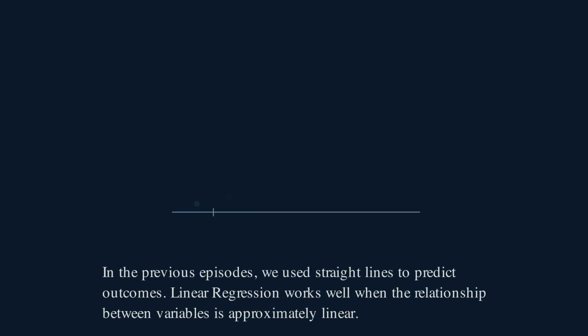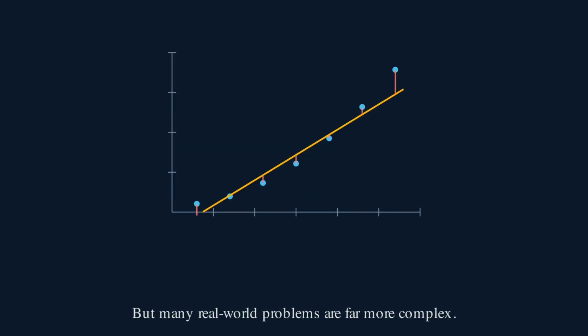In the previous episodes, we used straight lines to predict outcomes. Linear regression works well when the relationship between variables is approximately linear.